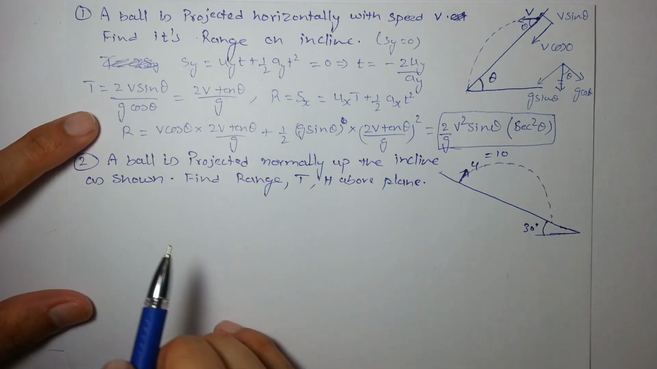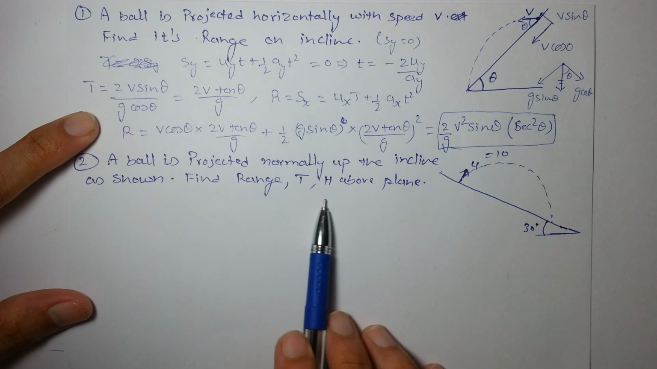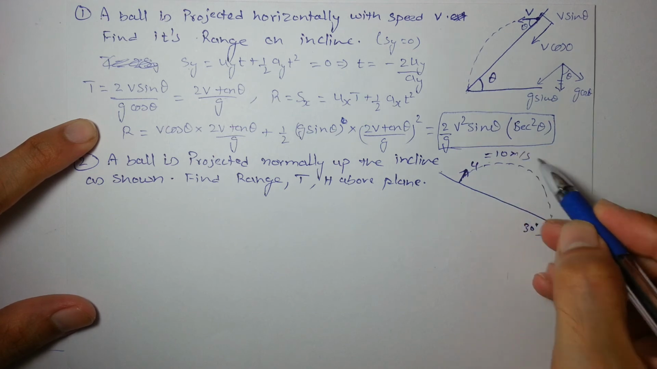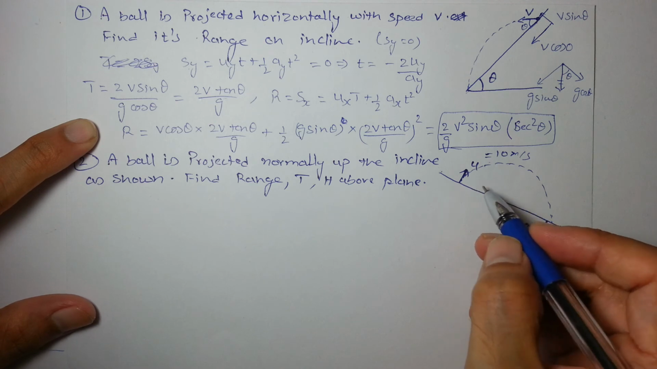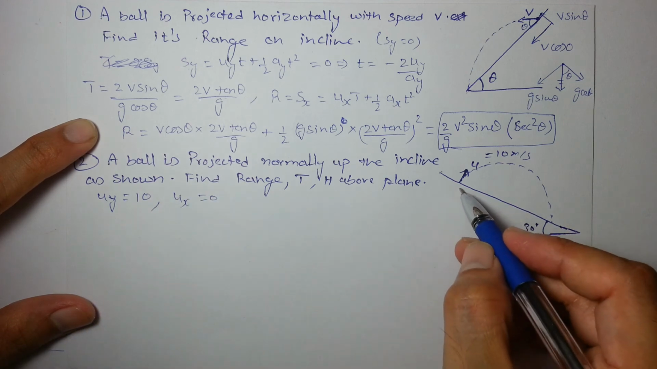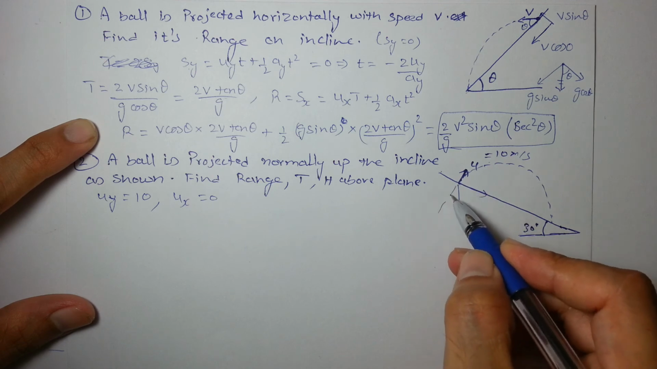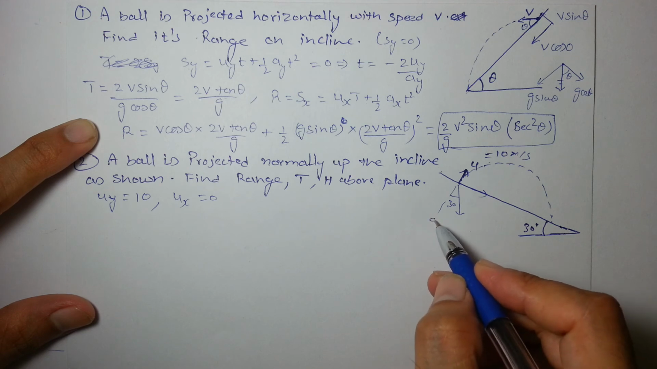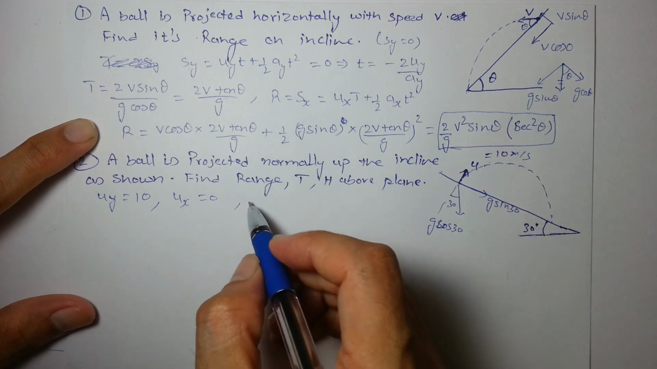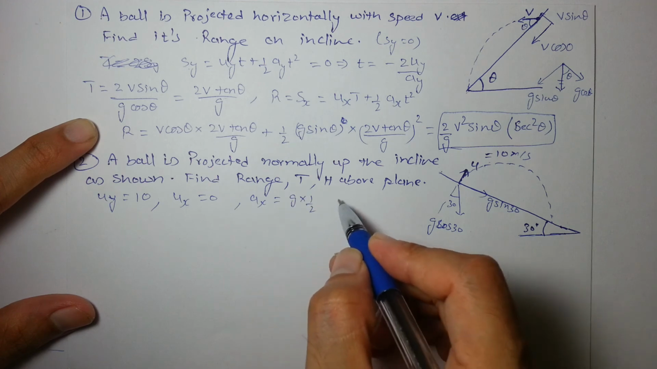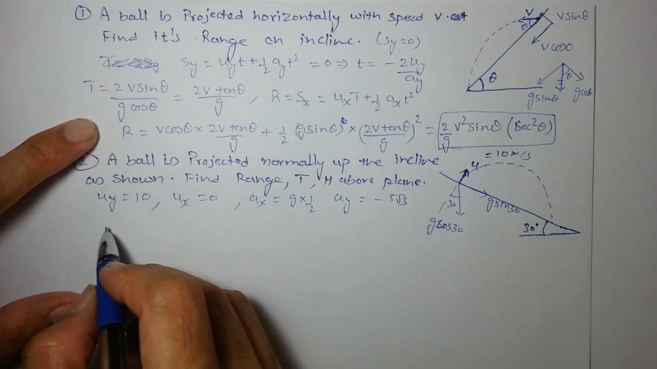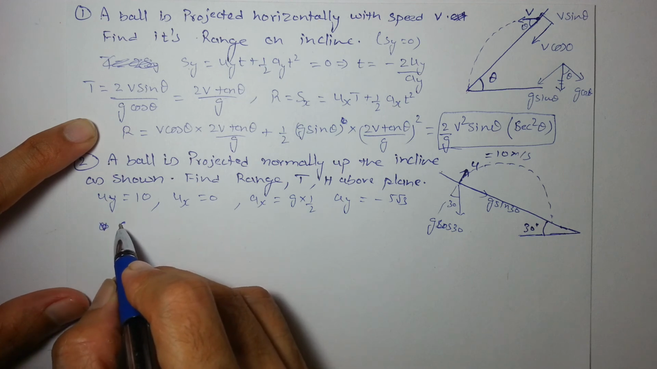The next question: a ball is projected normally up. We have to find the time and height above the plane. Again, the speed u is 10 meter per second, and the angle is 30 degrees. Again, take the components. We have uy, perpendicular to the plane, as 10, ux as 0. Taking the components of acceleration, this will be 30 degrees, so we get g cos 30 as ay and g sin 30 as ax. So ax is g sin 30, meaning g by 2, and ay is minus 5 root 3, which is g cos 30.